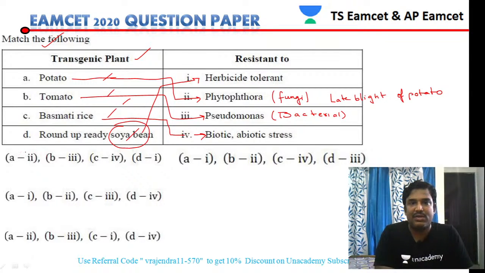Let us see the options. So potato is 3. Potato is 2 here. Find out the resistance. So let us see option 2. Then B is 3. Okay, so this will be our answer actually. C will be 4, yes. D will be 1, right? So this one will be our answer.